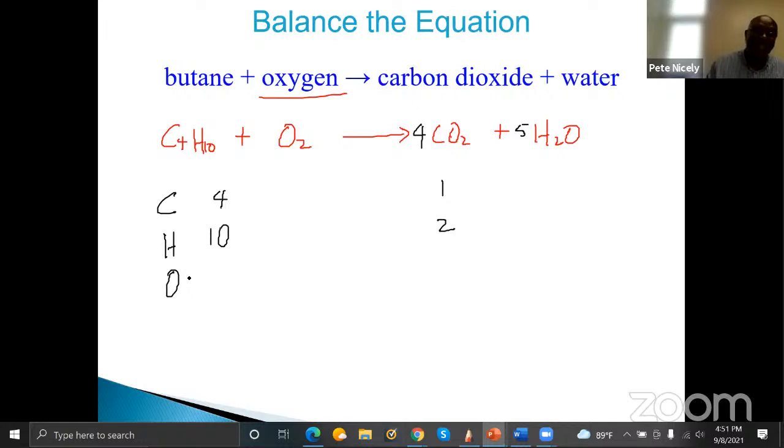Then we have the oxygens, right? How many oxygens do we have total on the left side? 2. And how many do we have on the right side total? 9. You sure? Count it again. 4, 8 plus 1, 9. Unless I'm doing it wrong. Anybody want to help her out?